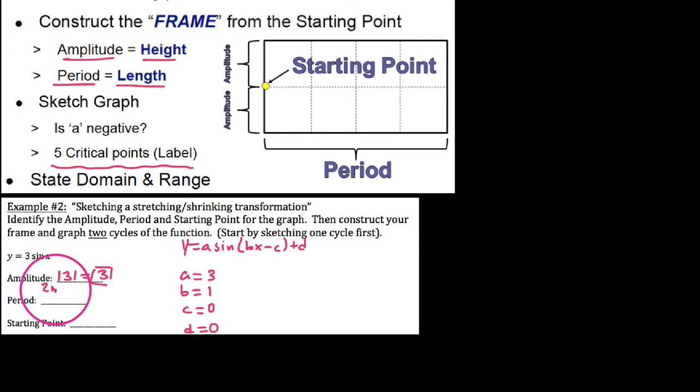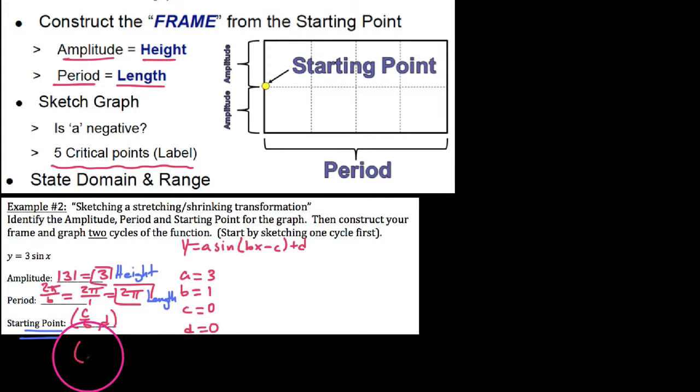The period of our sine and cosine graphs is 2 pi over b. In this case we have a b value of 1, so we say 2 pi over 1, this means the period of our graph is 2 pi. So now we have both the height and the length of our frame. The only thing we have left to find is where this frame should start, and what we always get is this c over b comma d coordinate. In this particular instance, our c value is 0 and our b value is 1 and our d value is 0. So this means our frame is going to start at the point 0, 0.